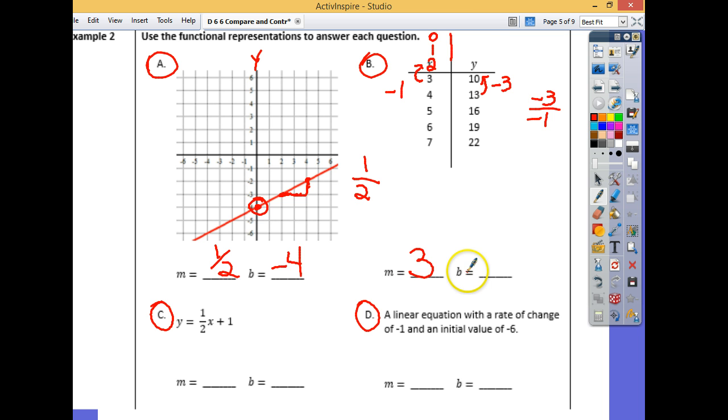Now what follows the 0? We need to find this. Well, what's 10 minus 3? 7. 7 minus 3? 4 minus 3? 1. So my y-intercept is 0 and 1.